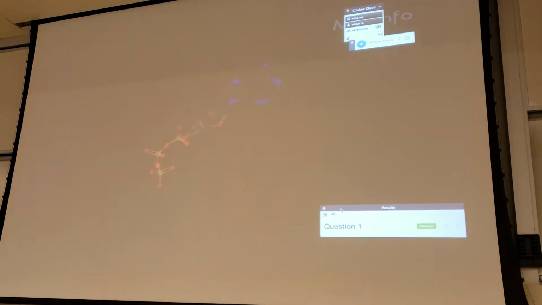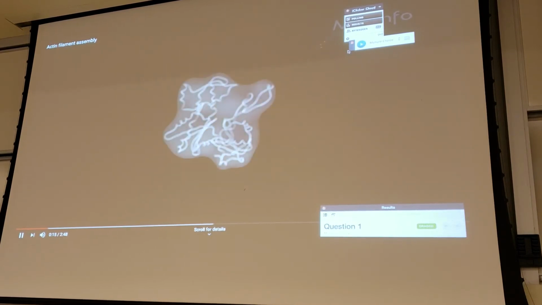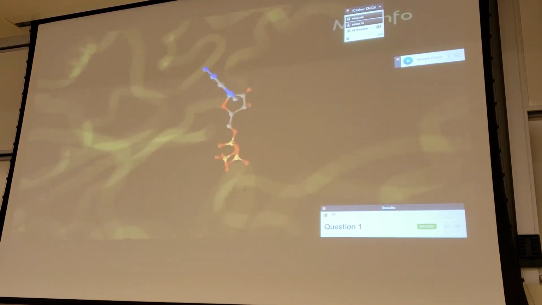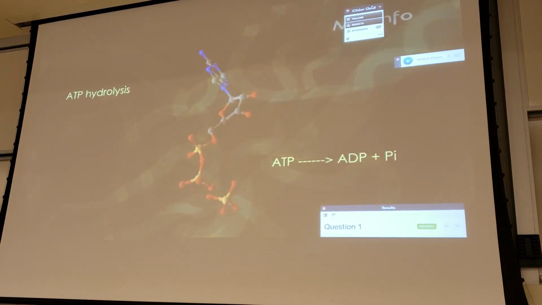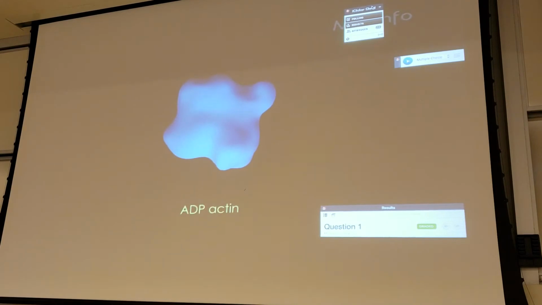So there we have our actin. There's some ATP that can be bound to it. If it's bound, they probably did yellow in this video. So the actin bound to ATP is yellow. And then when it hydrolyzes the ATP, it becomes blue.